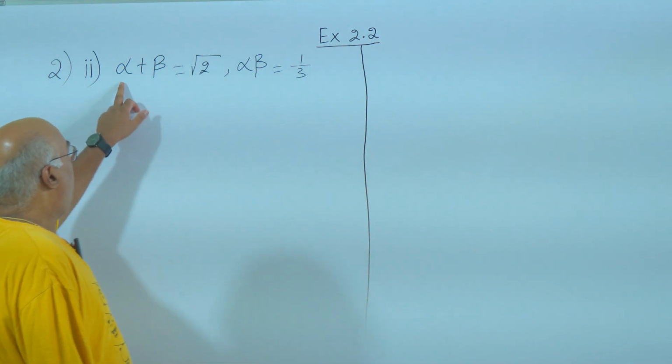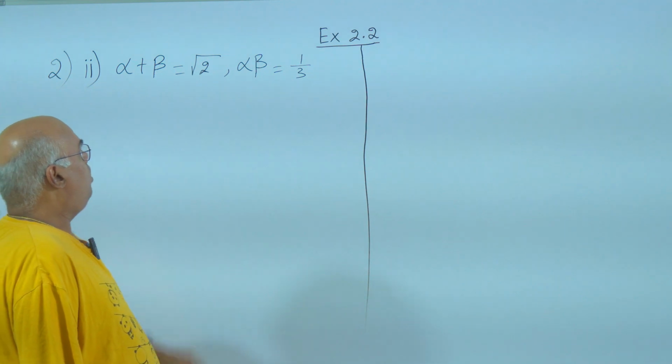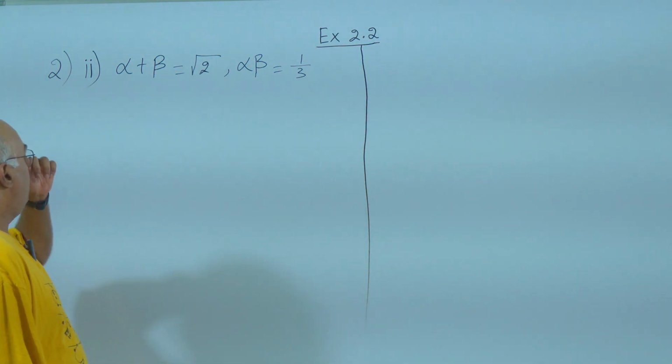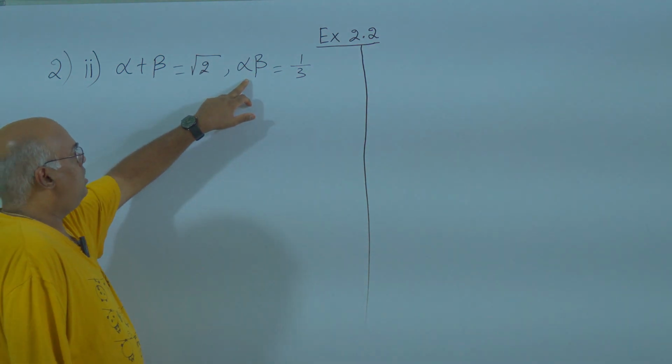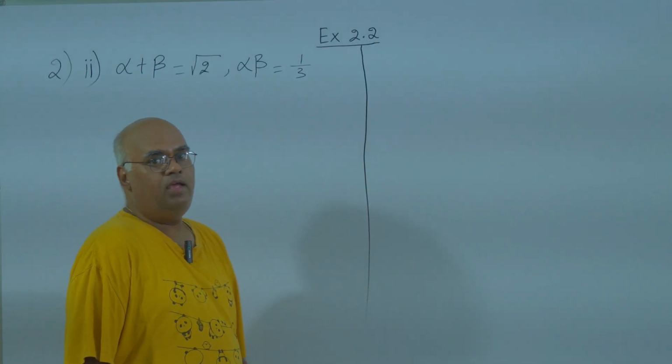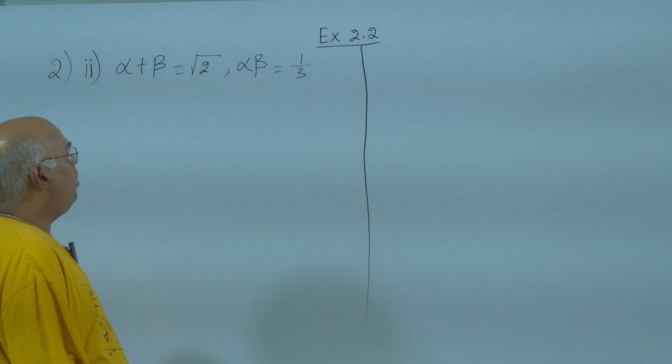So let alpha and beta be the zeros of the quadratic polynomial. Then it is given that the sum of zeros, that is alpha plus beta, is equal to root 2, and the product of zeros, that is alpha beta, is equal to 1 by 3. So now let us frame the quadratic polynomial.